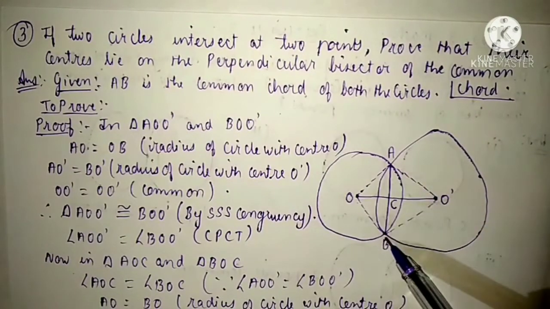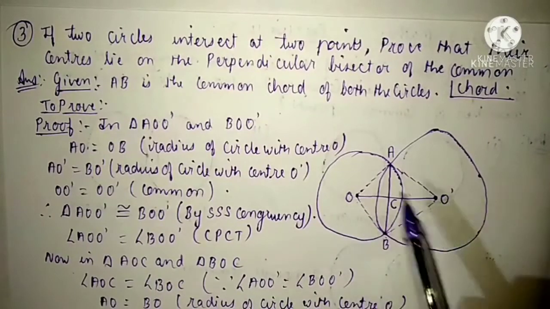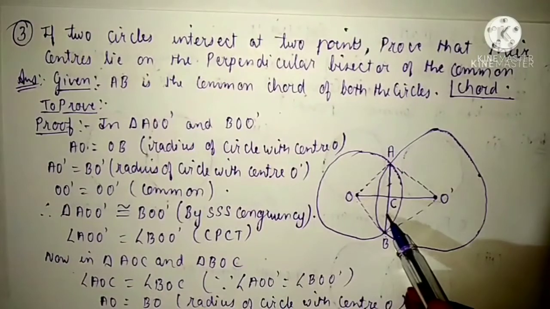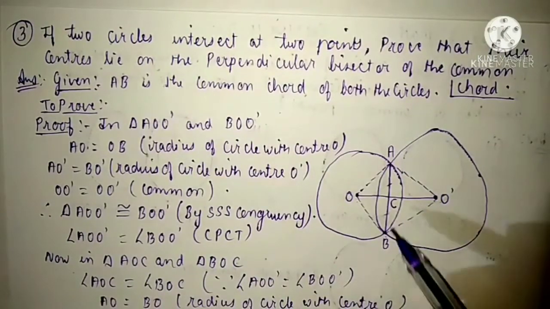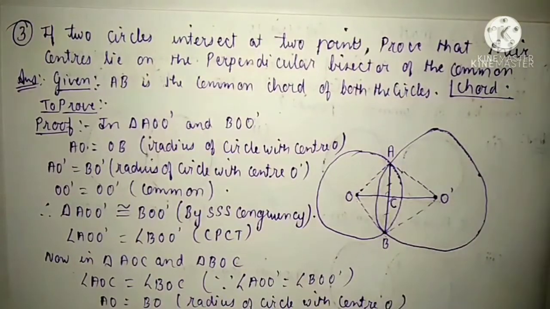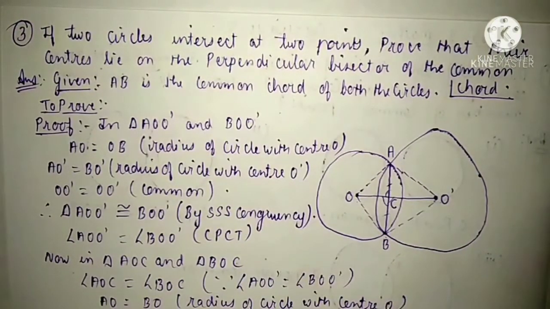This is the common chord, and we have to prove that OO dash is the perpendicular bisector of AB. That means this part should be equal to this part, and these angles should be equal to 90 degree.